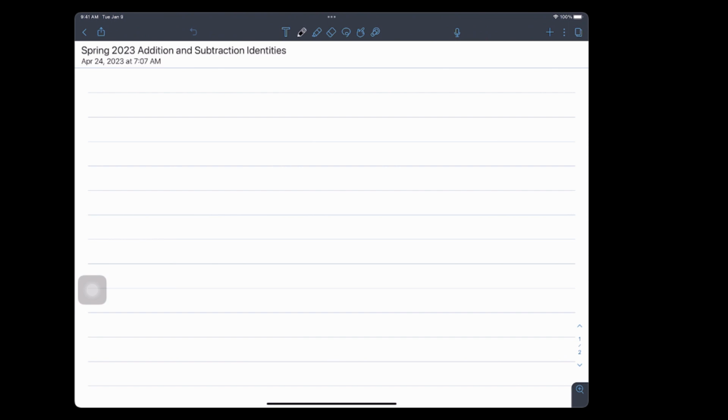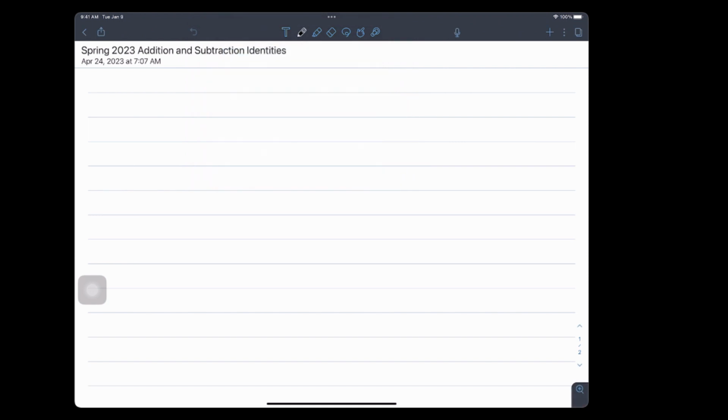All right, ladies and gentlemen, so remember what we've been working on. We've been working here with identities. Now I'm going to introduce you to what's called the addition and subtraction identities. Okay, so we have some addition and subtraction.